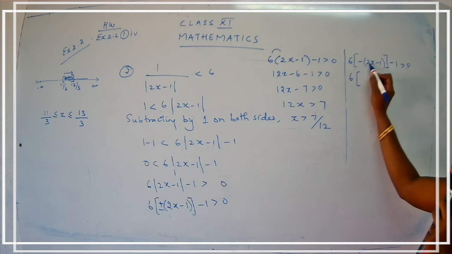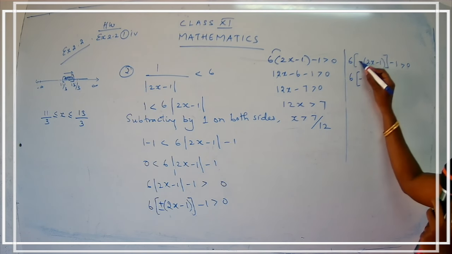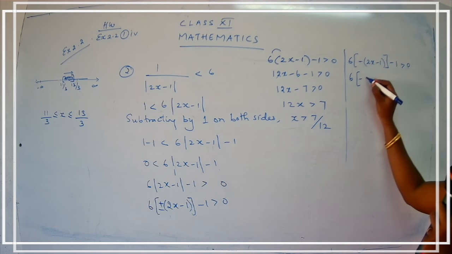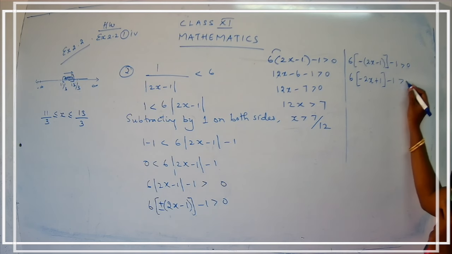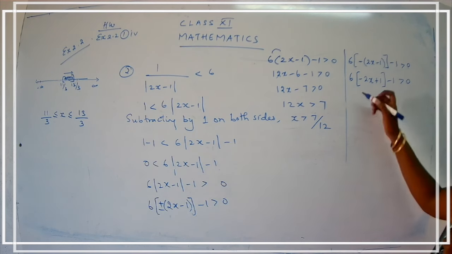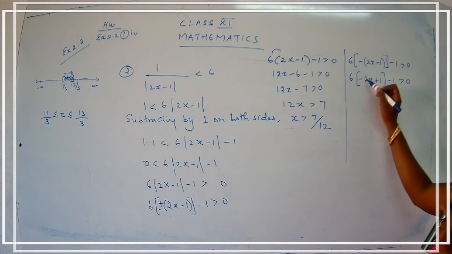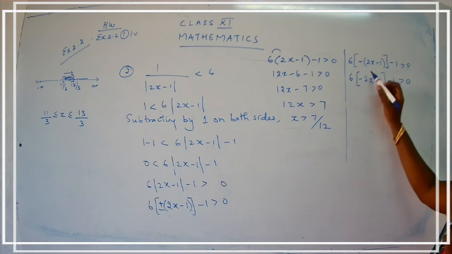This is minus 2x, so it becomes minus, and you have your plus 2x. Minus minus plus 1, good. Minus 1 greater than 0. We are going very simple. I'm just following very easy steps. You understand the step and proceed carefully, children. See, I have just changed the inner bracket. So minus into 2x gives you minus 2x. Minus into minus 1 gives you plus 1.